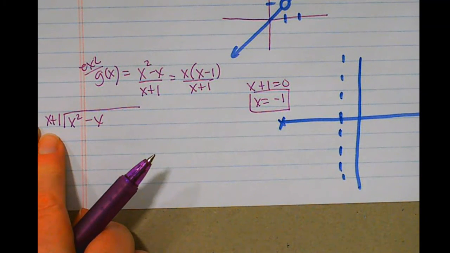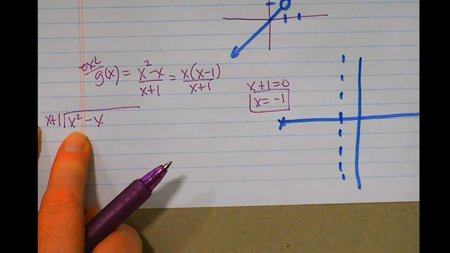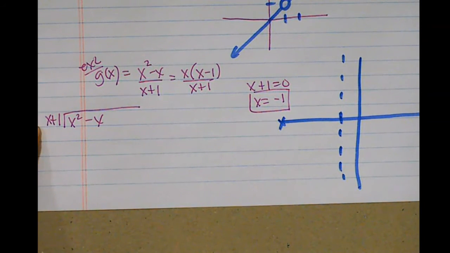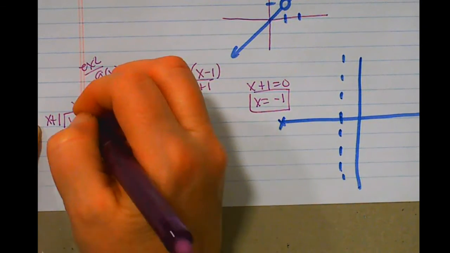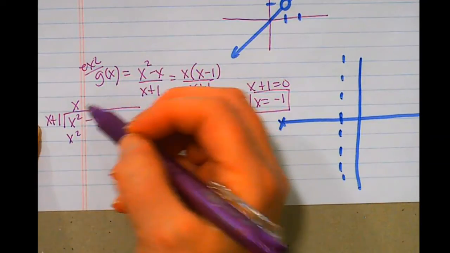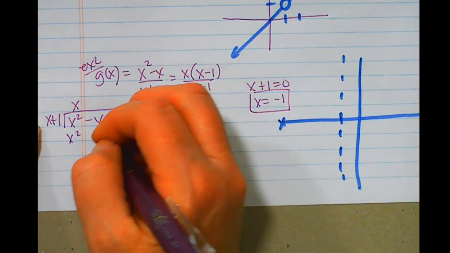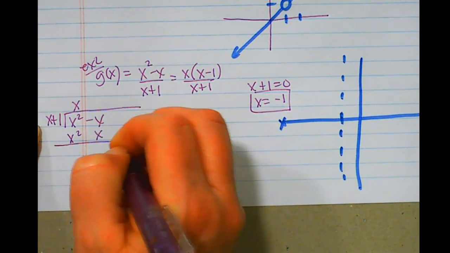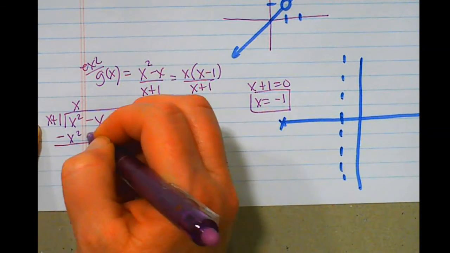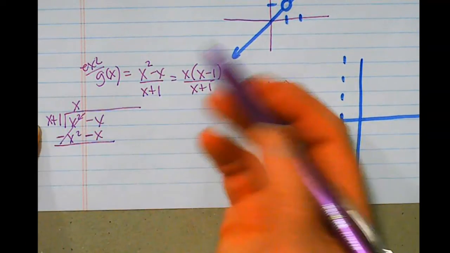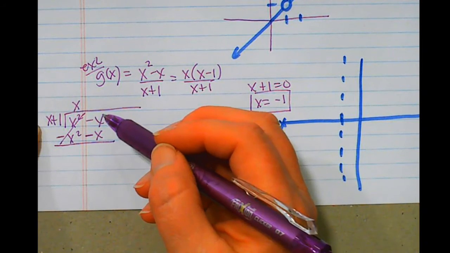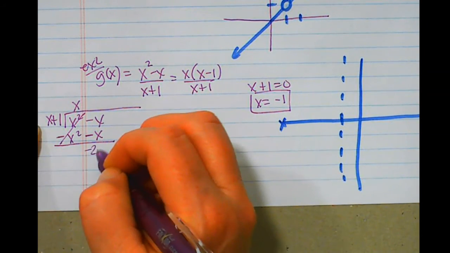X goes into x squared how many times? Okay, so let me say it again. X times what is x squared? X. X times x is x squared. X times 1 is just x. Draw the line. You have to change the signs so that cancels. Negative x plus negative x is negative 2x.